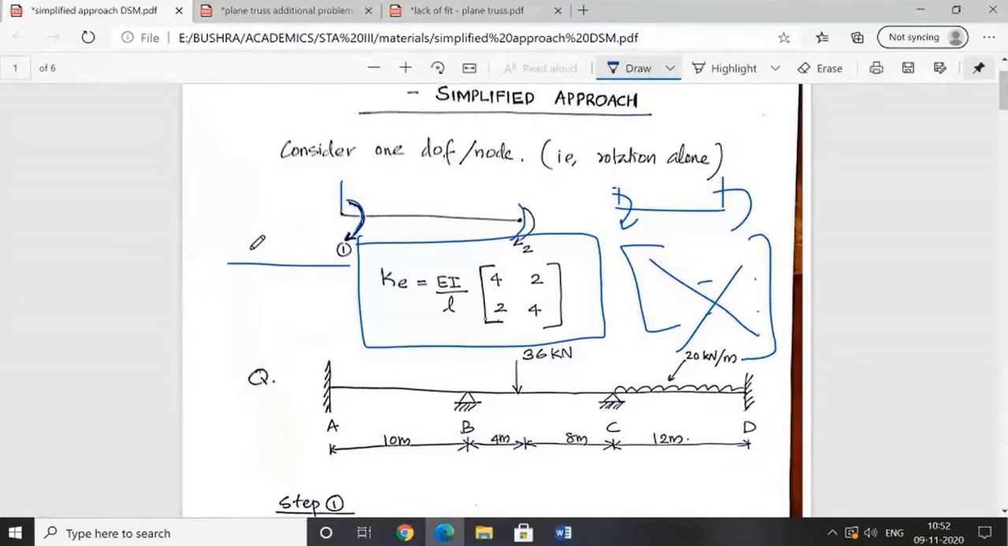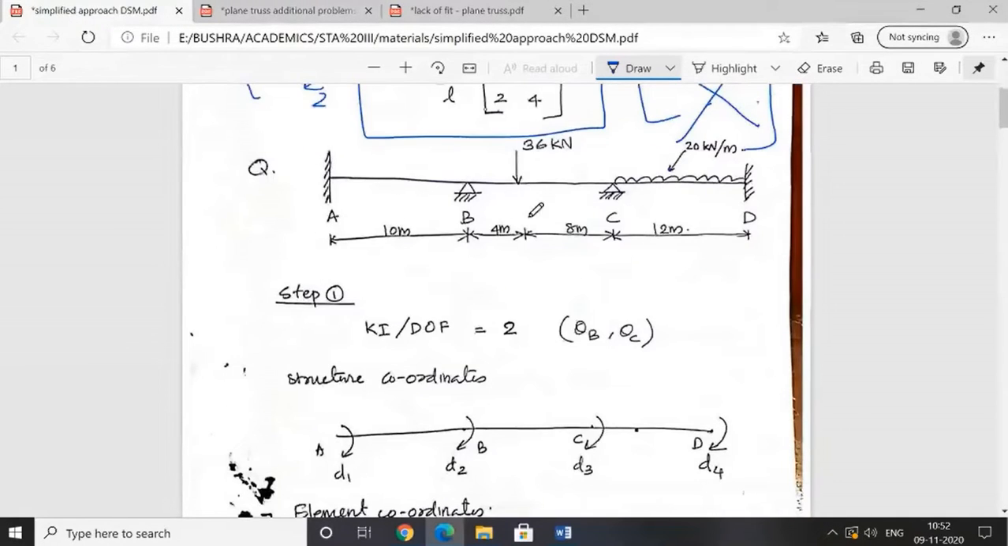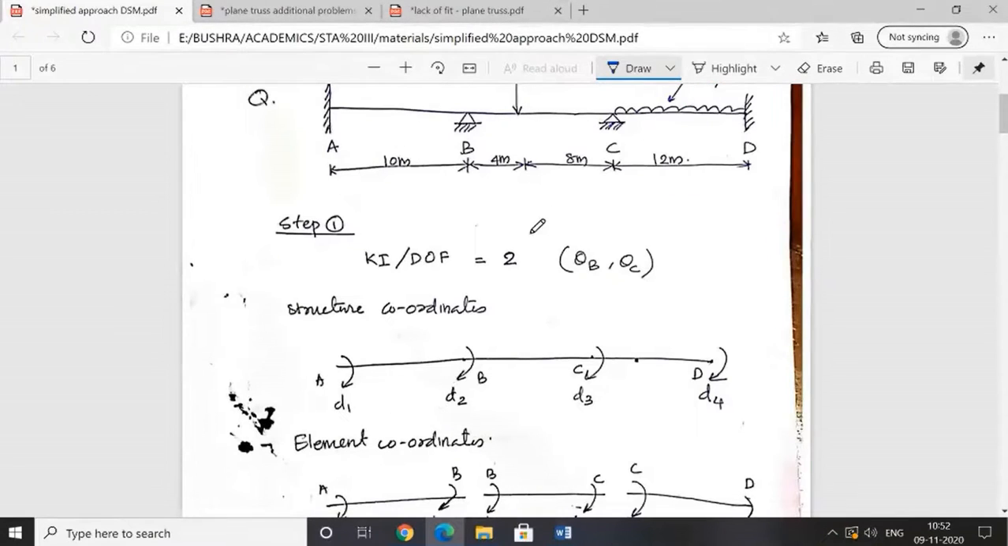So this is an element with 2 degrees of freedom, 1, 2 at the ends. So for that case, the KE matrix is like this. If you get a problem like this, A, B, C, D, this 10 meter, there is no load here. This is 36 kilonewton. I think this problem we have done for the analysis. Anyway, I've done that problem again using this simplified approach.